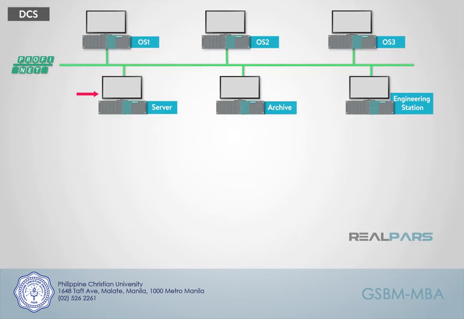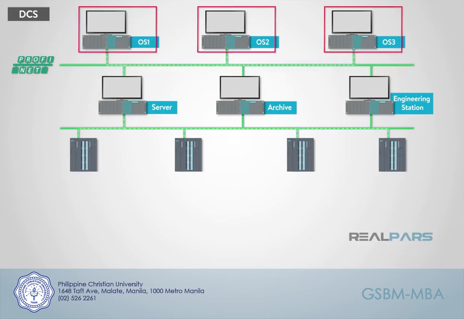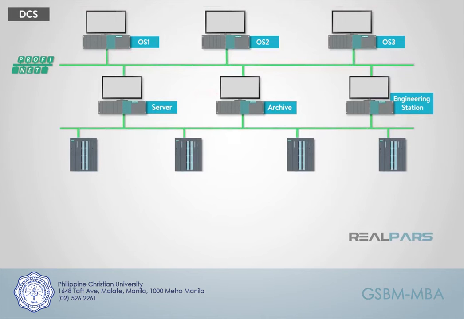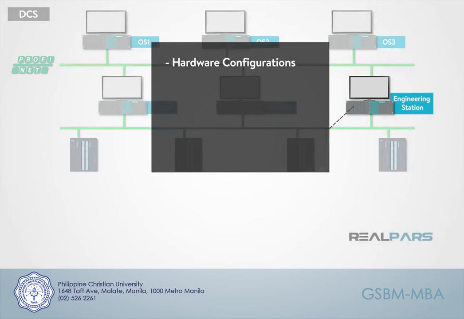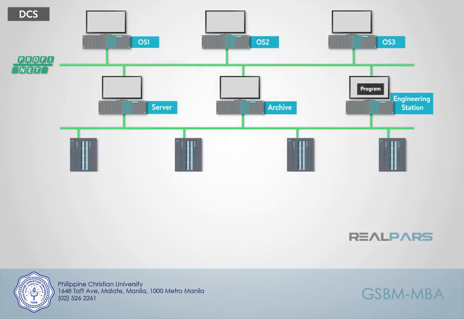Servers are used for the collection of data at the processor level. They are responsible for the data that moves between the operator station and the processors on the plant floor. Archiving computers are used for storing historical data that may be used for trends or compliance. Engineering stations are used for creating the projects on which the processes run. This includes hardware configurations, logic for tasks, graphical displays for operator interaction, and the administration of all those tasks through installed software packages.